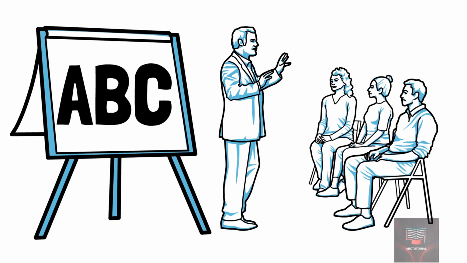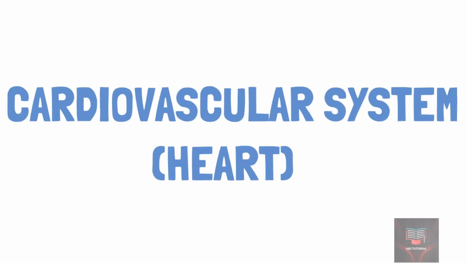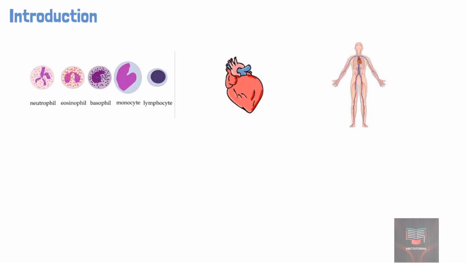Welcome to ABC tutorial. Today we'll be talking about the cardiovascular system. The cardiovascular system consists of the blood, the heart, and blood vessels.